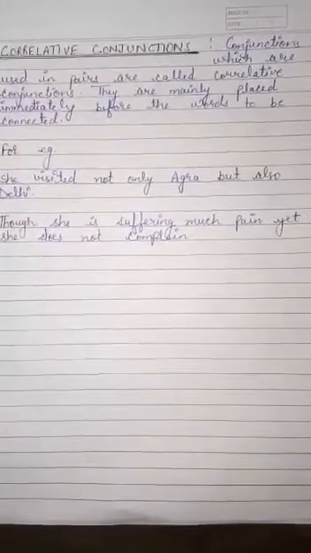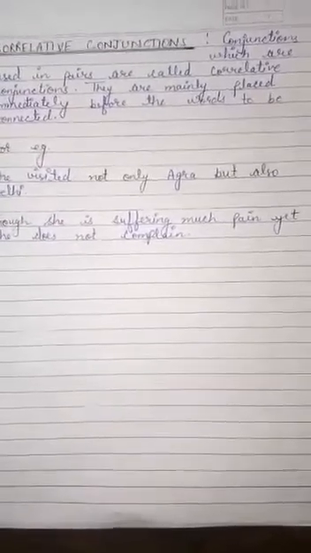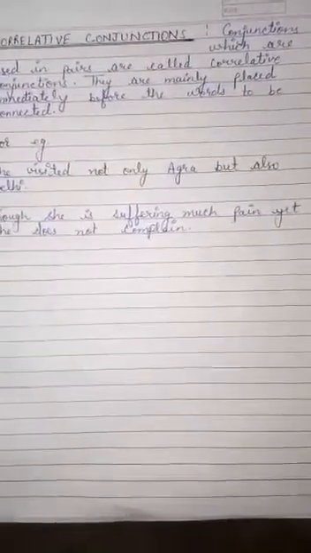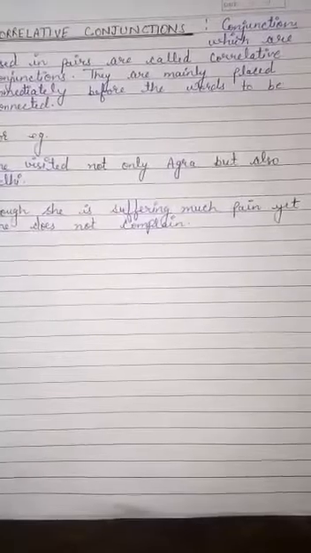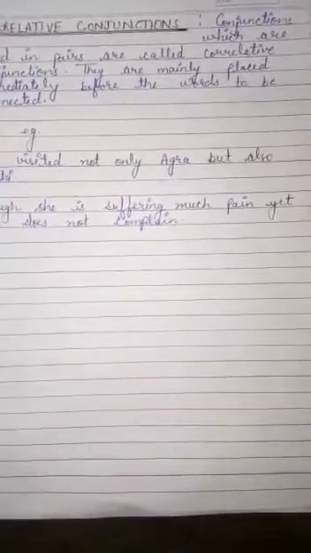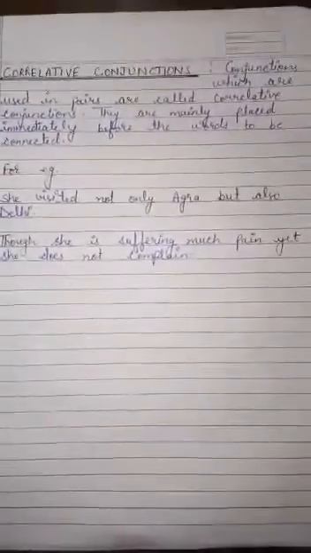They should only be used in order to balance a sentence. They should not be used with ideas that are disparate and unequal. Correlative conjunctions must be used with proper grammar.